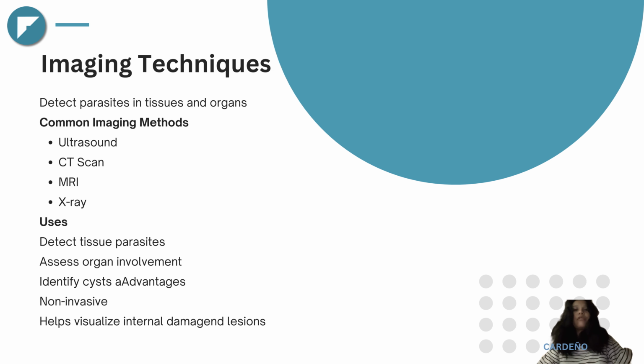Imaging techniques provide a non-invasive way to detect parasites in tissues and organs. Common methods include ultrasound, CT scan, MRI, and X-ray. They are used to detect tissue parasites, assess organ involvement, and identify cysts and lesions. For example, ultrasound can reveal hydatid cysts in the liver caused by Echinococcus granulosus. CT and MRI scans are particularly useful for neurocysticercosis, where cysts form in the brain. These techniques not only confirm infection but also guide treatment decisions by showing the extent of damage.